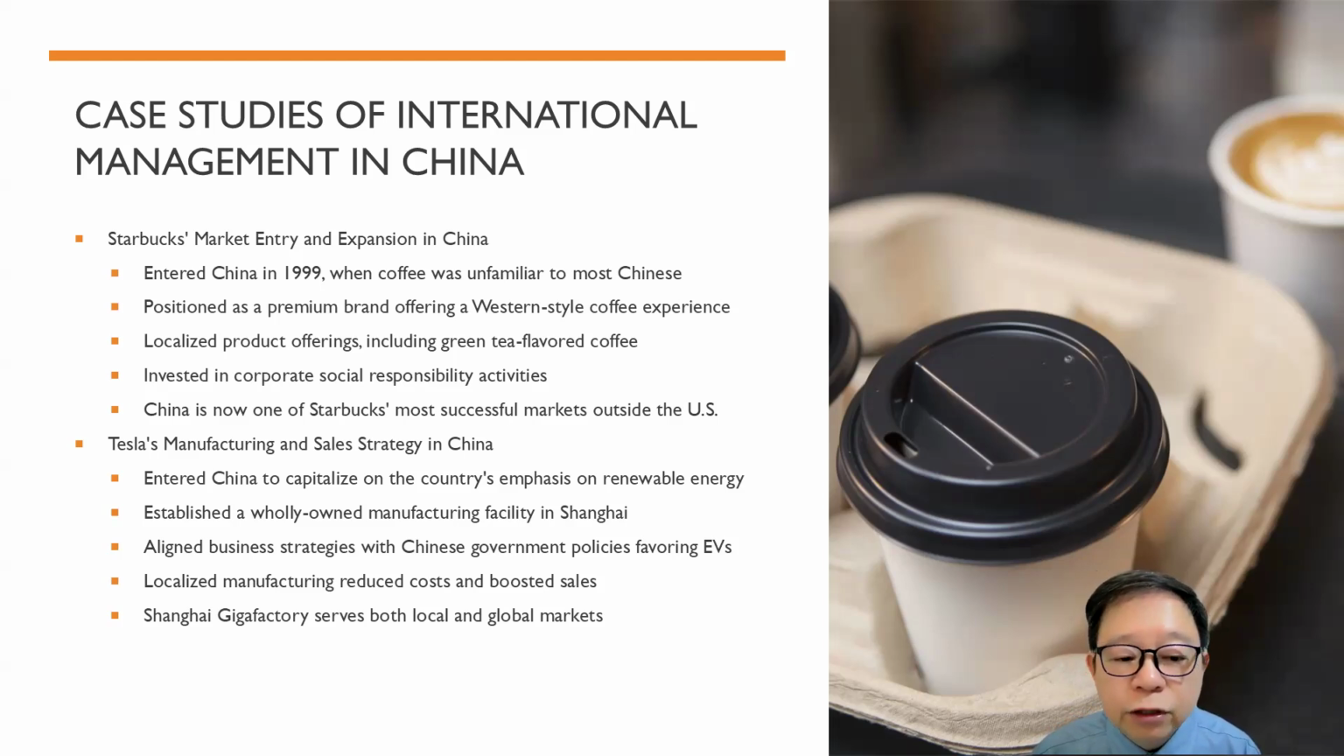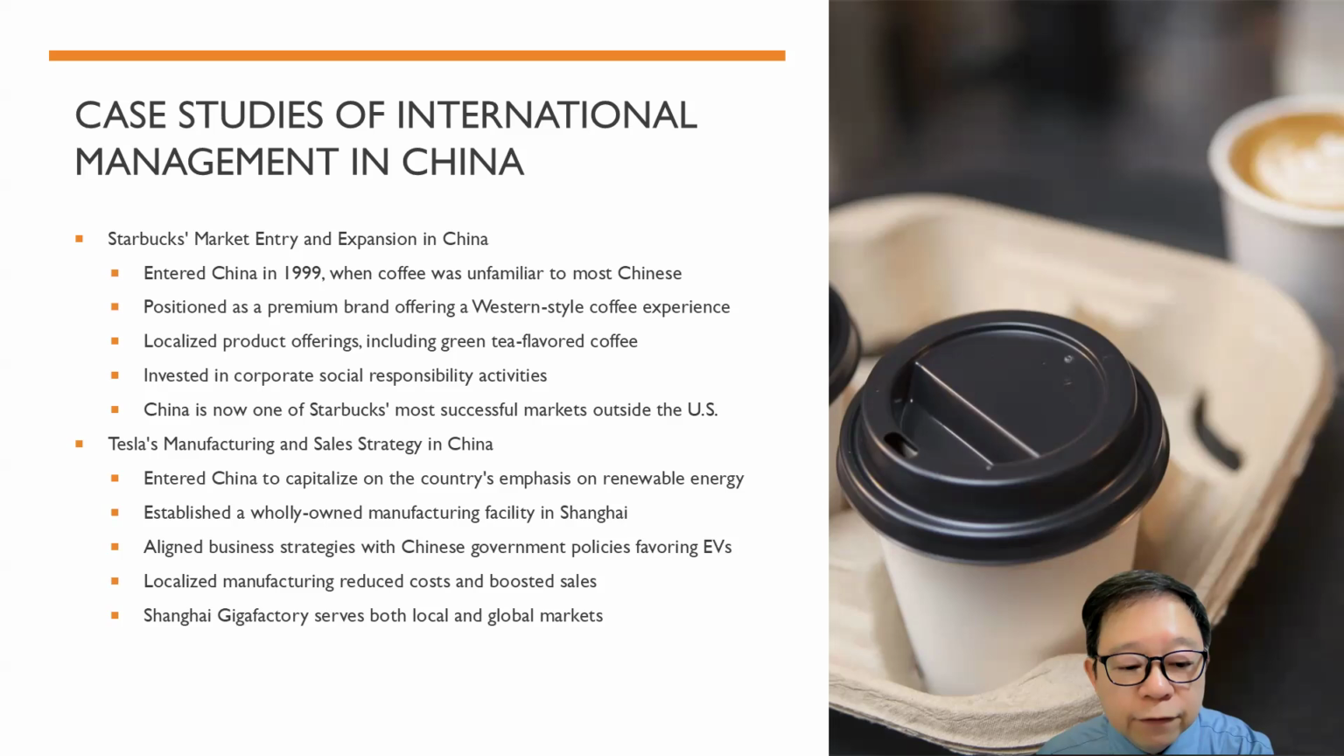Tesla's manufacturing and sales strategy in China. Tesla entered China to capitalize on the country's emphasis on renewable energy. So Tesla entered China at the right time. They established a wholly owned, 100% owned factory in Shanghai, in order to be accepted in the China market, right? So Tesla aligned its business strategy with Chinese government policy. And at that time, China was favoring electric vehicles, the EVs. So go along with the policy, right?